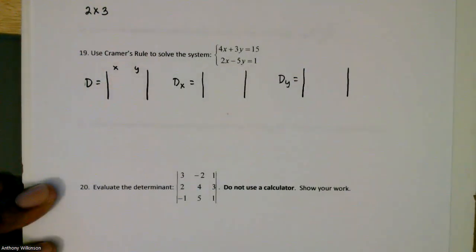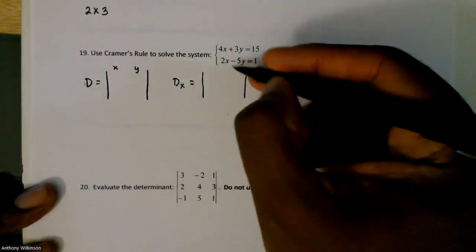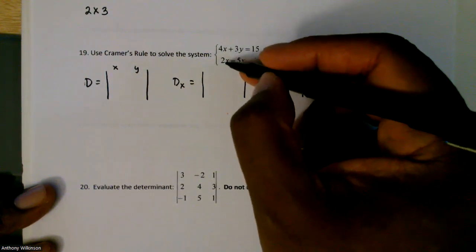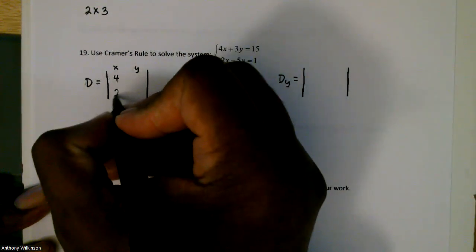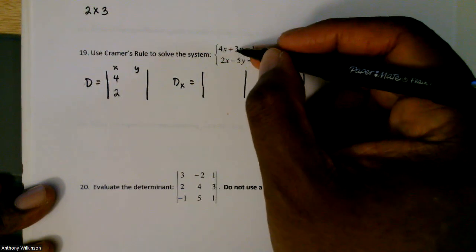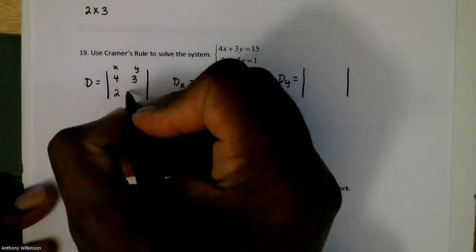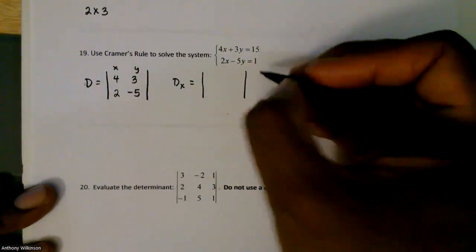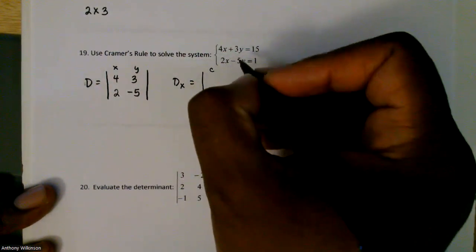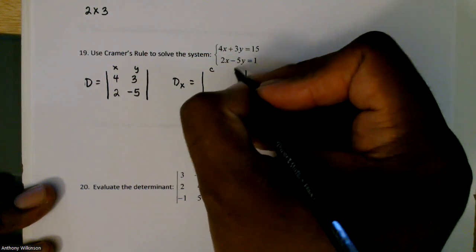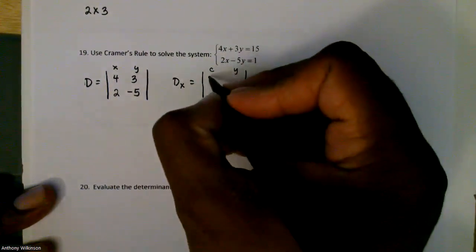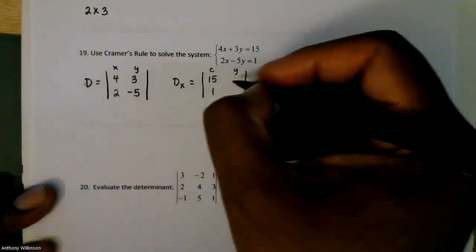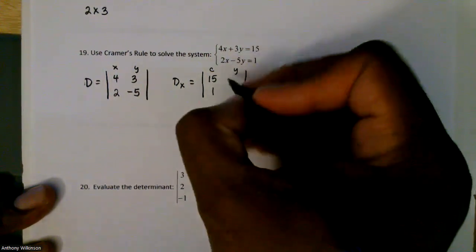Now for the d, you'll have just the coefficients of x and your y. Both of these are in standard form. So here, your x coefficients are right here, 4 and 2. The coefficients of y, 3, -5. Now for the d sub x, instead of your x coefficients, you'll have your constant terms in place of that, and you'll still have your y coefficients. So now your constant terms will be 15 and 1. And then for the y, 3, -5.